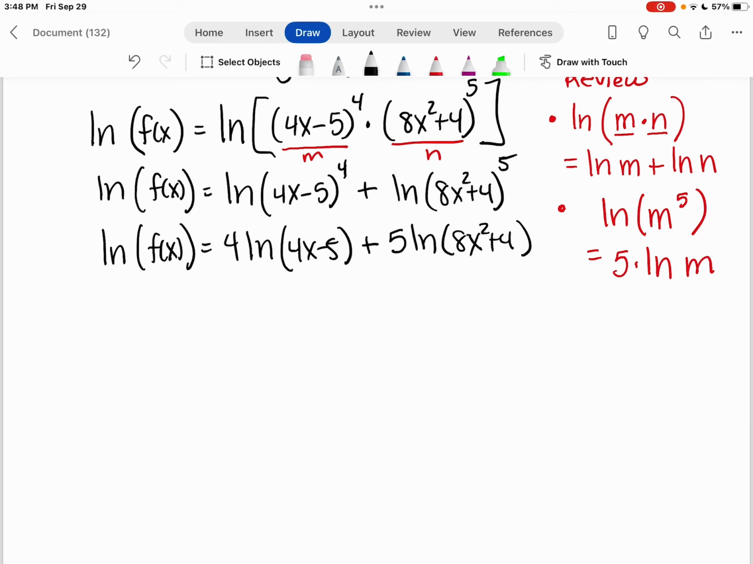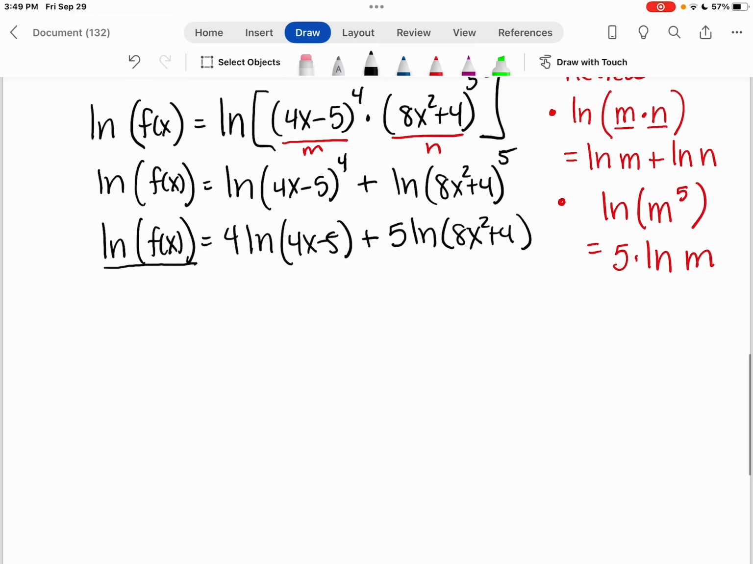So now that I used the properties of logarithm to simplify this a little bit, when I go to take the derivative now, it's going to be a little bit easier. So I'm going to take the derivative of both sides. I'm going to take the derivative of the natural log of f of x, which would give me 1 over f of x. Using the chain rule, I have to multiply by the derivative of f of x.